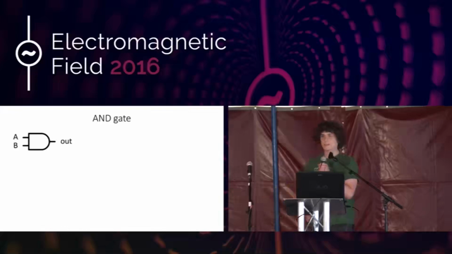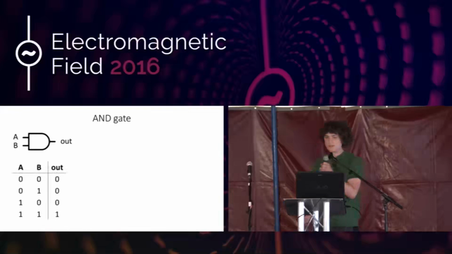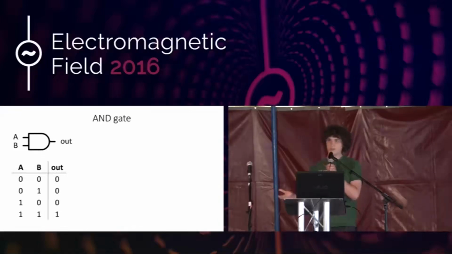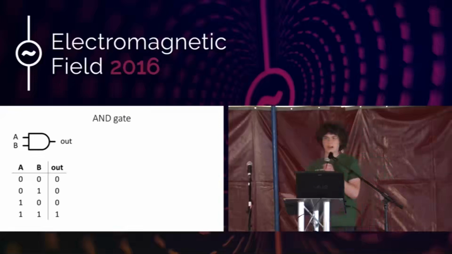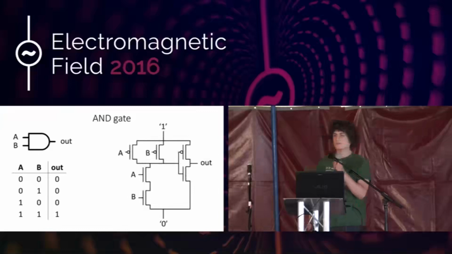It's a bit more complicated. It has two inputs. We call it A and B. And what it does, it only makes the output 1 when both of these two inputs are 1. And in all the other cases, it's a 0. So again, the next question is, okay, how do we make this with transistors? And the answer is this.